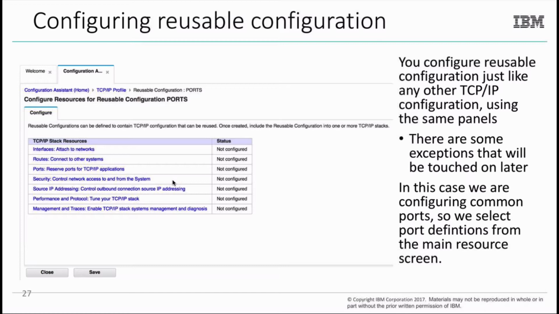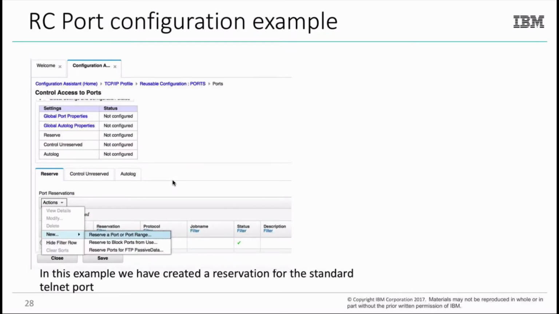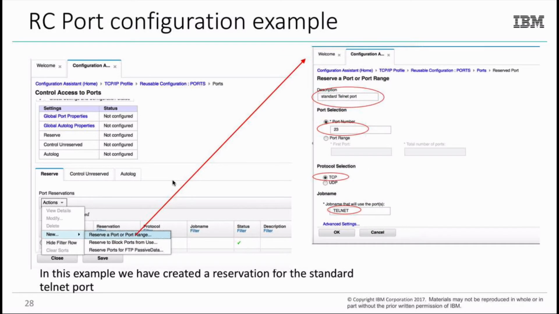And it works the same way with some small exceptions. So in this case, we're configuring common ports, so I click on the link for ports, and it takes me to the next slide, and I have a port definition panel, which looks just like the port definition panel in a TCP/IP profile, except we're going to be doing it common. So I have a table of ports, and I can click on Actions, New, Reserve a port or a range, and I'm going to create a port reservation for the standard telnet port.